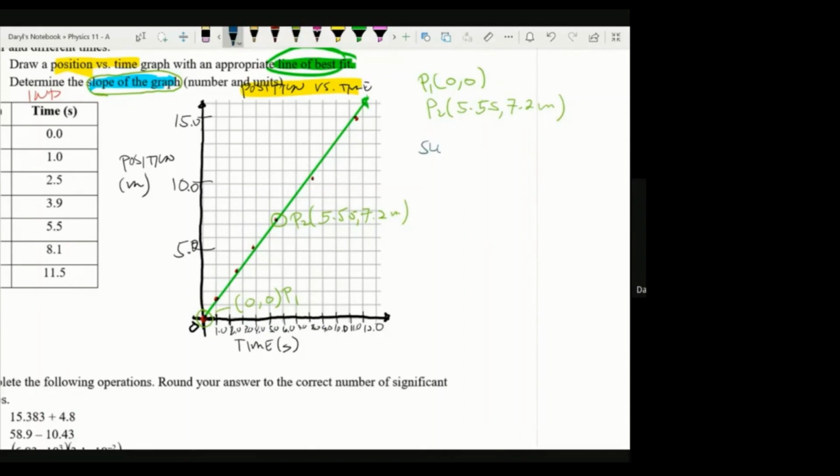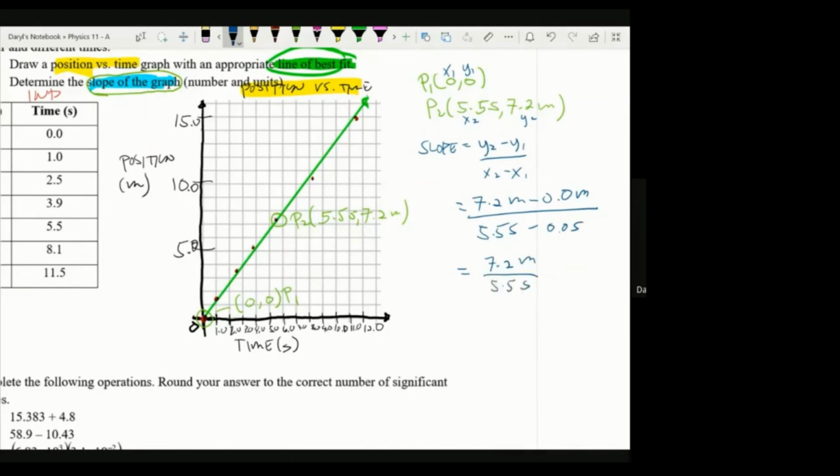So for the slope, the general formula is just y2 minus y1 all over x2 minus x1. Remember that this is my x1, this is my y1, this is my x2, this is my y2. So y2 is 7.2 meters minus 0.0 meters all over x2, that's 5.5 seconds, minus 0.0 seconds. So this should be 7.2 meters all over 5.5 seconds. So for the slope, that should give me 7.2 divided by 5.5. It's 1.309.